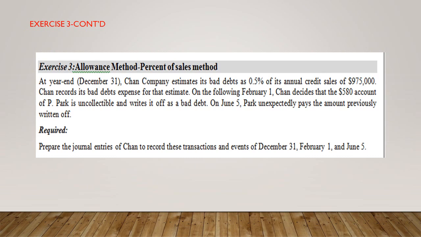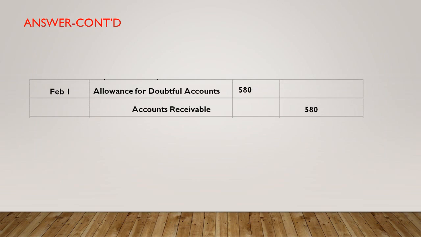Okay, moving to the second entry for February 1. Actually, on February 1, the entry will be debit allowance for doubtful accounts and credit accounts receivable. Because here the payment date has come, and we are sure that this amount of money will not be collected, which means that our estimation concerning this amount of money is correct. So I debit the allowance for doubtful accounts, I decrease the allowance, since now I'm not doubting, I'm sure that they are not going to be collected. And we credit the accounts receivable since I'm sure.